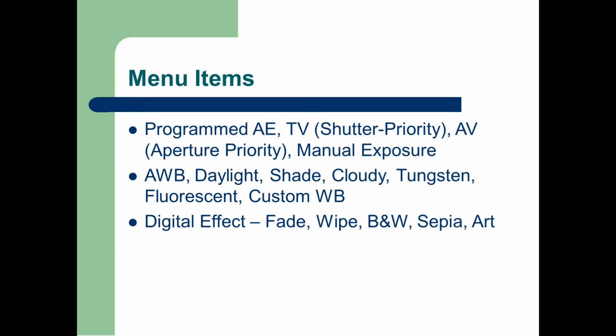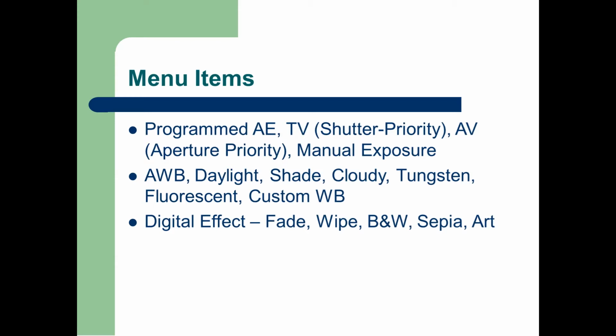Some cameras have digital effects. This is mostly with video cameras, where you can do fades and wipes and change it to black and white or sepia or art. Don't use these. You can add these effects in the editing program. For example, if you tape in black and white and later decide you really want color, you can't undo the black and white. But if you tape it in color, in the editing program you can make it black and white.